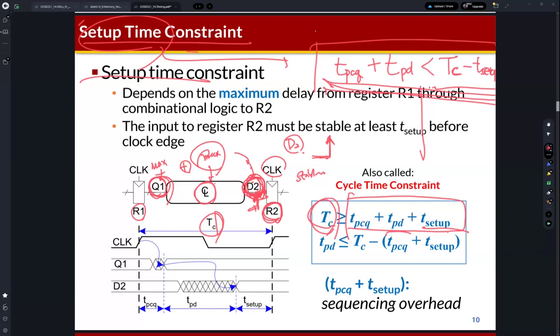So which means the clock period is determined by these timing values. If we want to increase the performance of this system, we need to reduce the clock period, because the clock frequency is the inverse of the clock period. So in order to increase the performance, we need to increase the clock frequency, which means we need to reduce the clock period. And how?